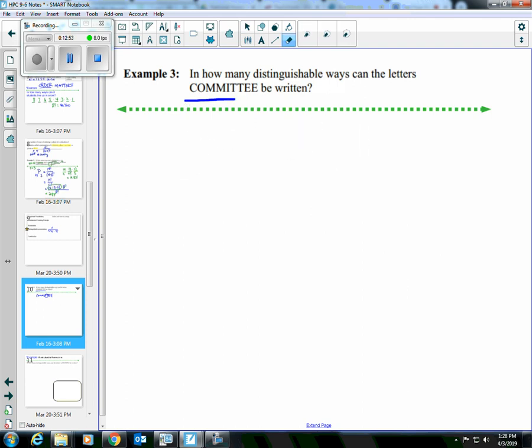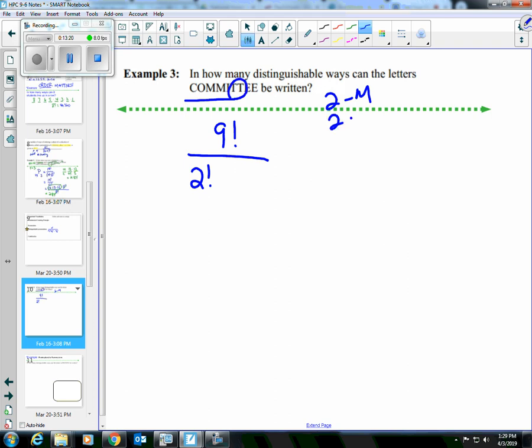So when we talk about repetitions, we're looking for things that are the same. For this committee example, how many letters are there total? I think there are 9 if we count them. If these were all different letters, how many ways could you arrange them? It'd be 9 factorial, but they're not all different. What repeats? I have 2 M's, so the number of ways to arrange them is 2 factorial, MM and the other MM. I have 2 T's, same thing, 2 factorial. There are 2 E's, so again 2 of those.